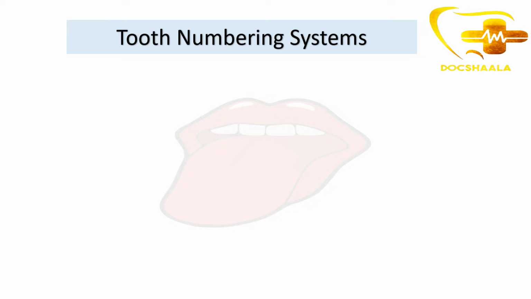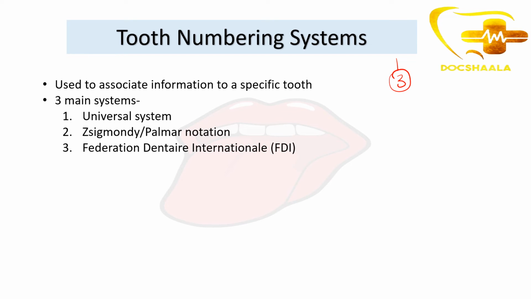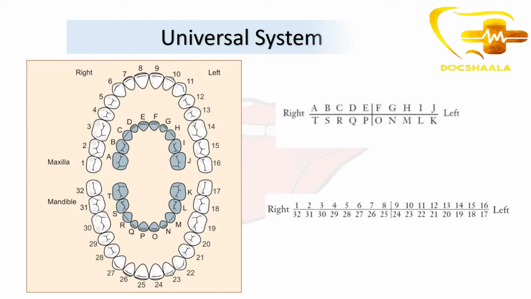So tooth numbering systems. How many systems do we have? We have 3. They are used to associate information to a specific tooth. The 3 main systems are the Universal System, Zsigmondy Palmer System, and Federation Dentaire Internationale. Let's go through the Universal System now.